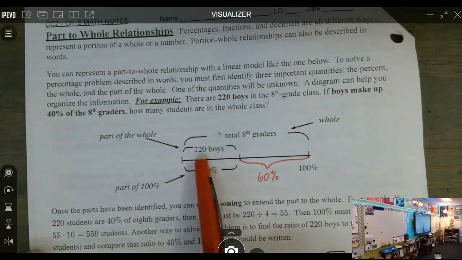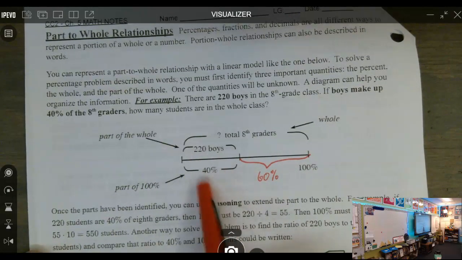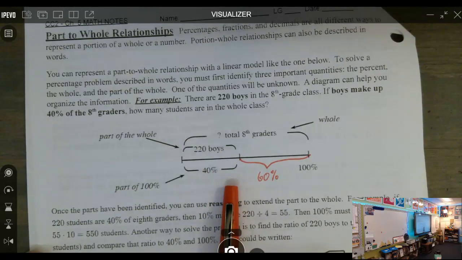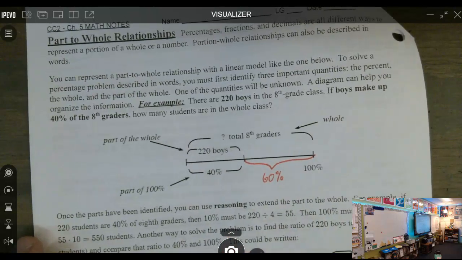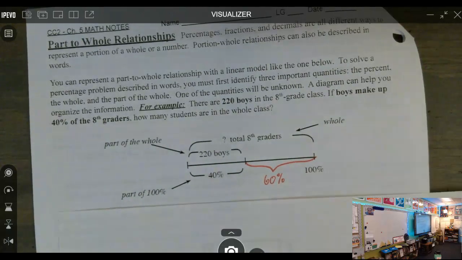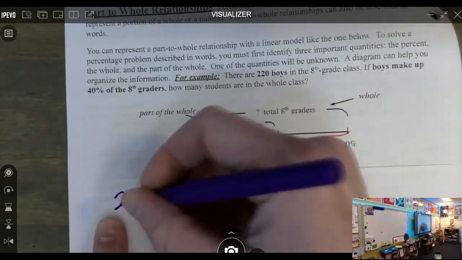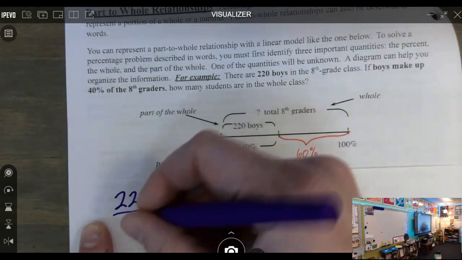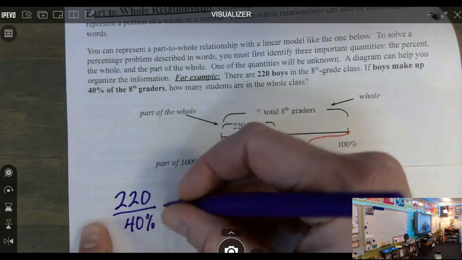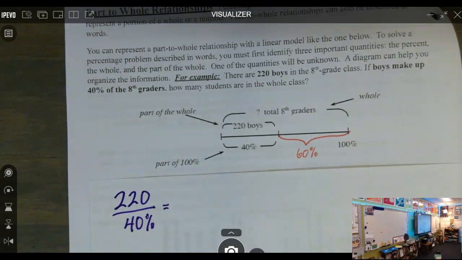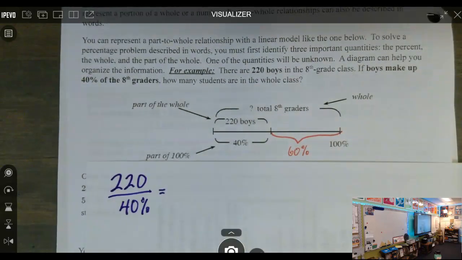Now wait, if 220 boys was 40%, guys, I want to show you a really convenient trick. And I hate the word trick. I need to come up with a better word. You could either do this on your paper or grab a Post-it, but I'm going to pull over this blank piece of paper so I got something to write on. Guys, 220 boys is 40%. I want you somewhere to write down 220 over 40%. You could also do this on your graph paper.